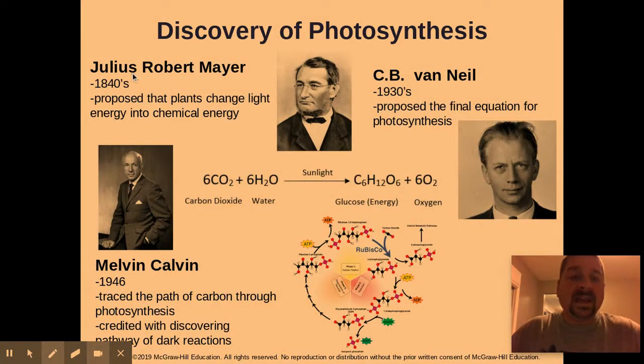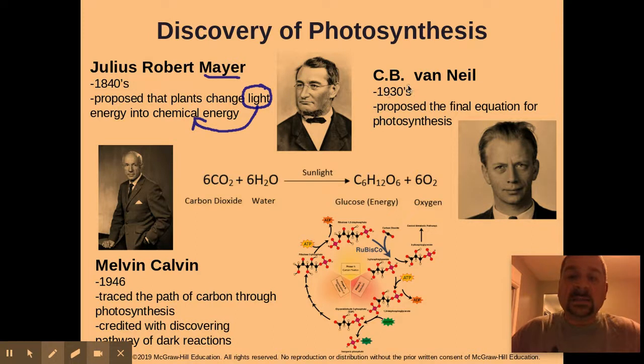In the 1840s, Julius Robert Mayer made the proposal that plants must take that light energy and convert it into a sugar or some kind of chemical energy, because he noticed a lot of things eat plants to stay alive, and it's kind of the beginning of the food chains, right? And plants need light to survive. So he said, well, maybe the plants are somehow taking that energy from the light and turning it into chemical energy. In the 1930s, this progressed through several experiments.